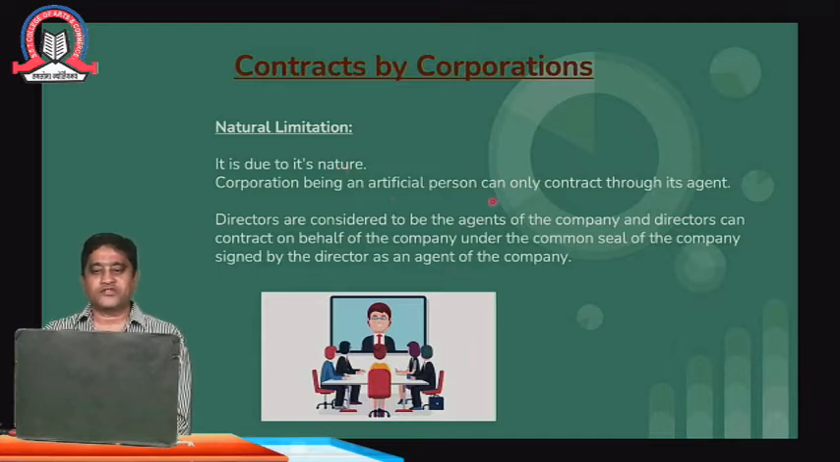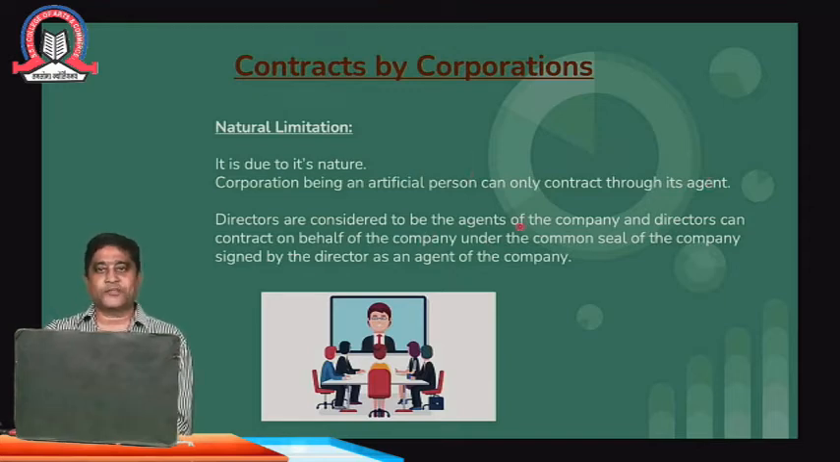A corporation, being an artificial person, can only contract through its agent. So the company can sign a document through its board of directors. The board of directors are the agents of the company, and they have been given the power during the AGM. When the AGM is held, all the shareholders give the power, either through a special power of attorney or through general powers. They have been assigned the task to sign all the documents, if it is in good faith and for the running of the company.